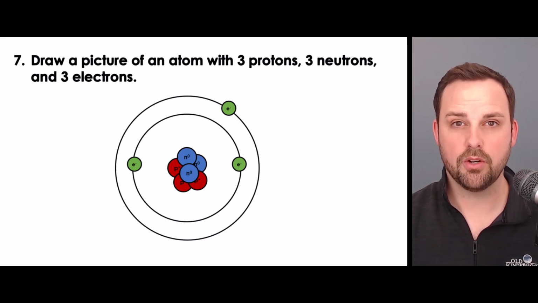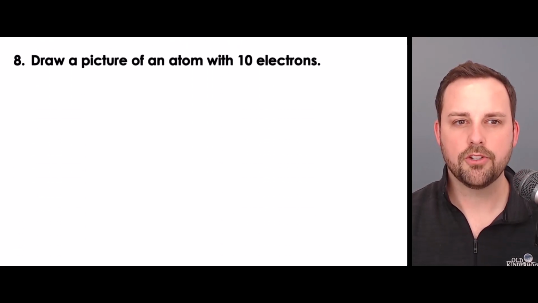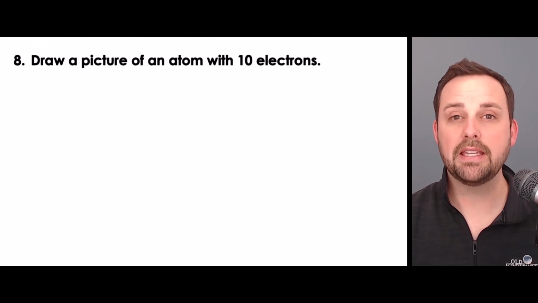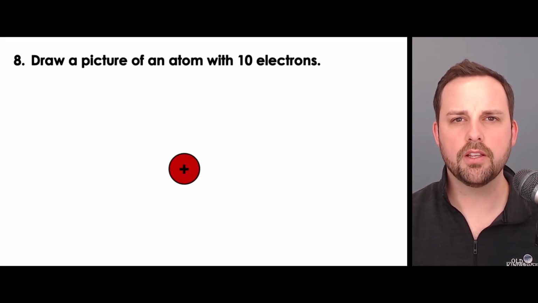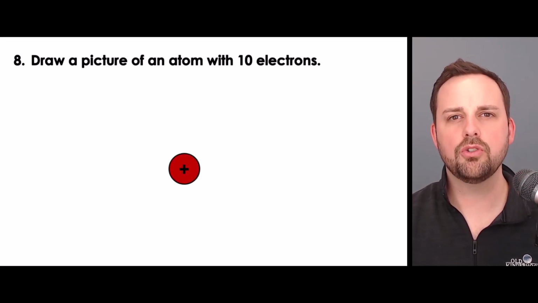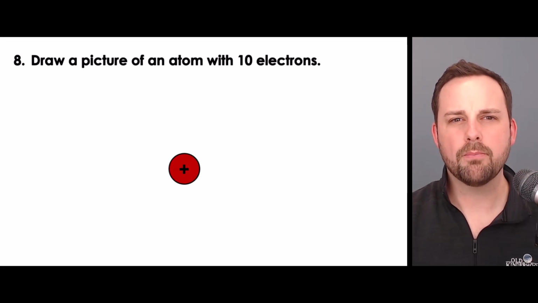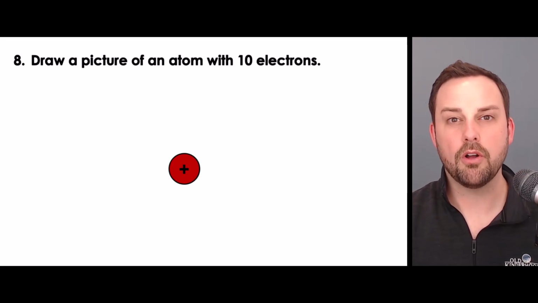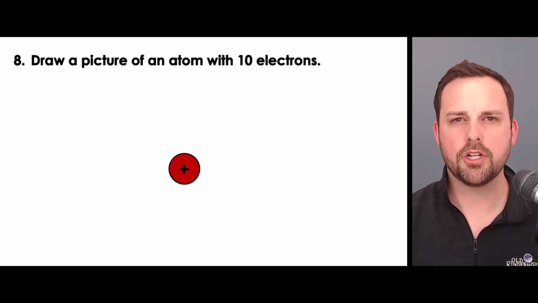Here's a more challenging question. Question number 8. Draw a picture of an atom with 10 electrons. This time we're not going to be so concerned about drawing the nucleus. We'll just draw the nucleus as a red circle with a plus sign in the middle. That represents the nucleus having an overall positive charge with all of those protons there. The important part of this question is drawing the electrons in the right location.